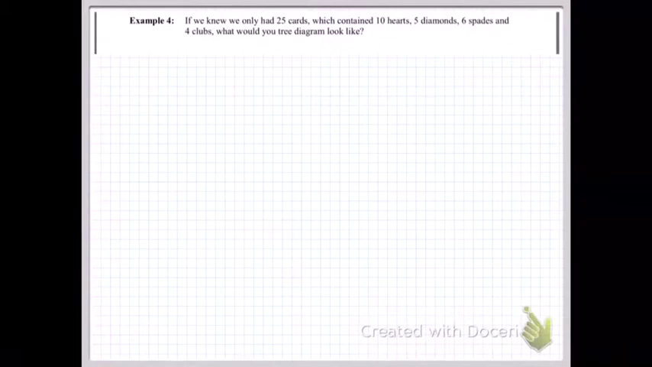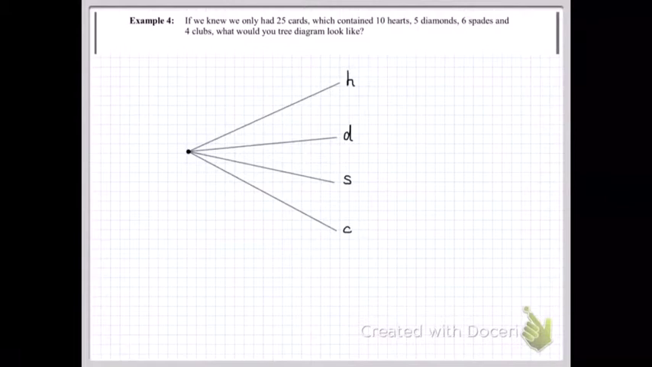Here's another interesting example. We have 25 playing cards. We still have 4 suits, but there are an unequal number of cards in each suit. So what will our tree diagram look like? We start off the same way, we list our suits, but because there's only 10 cards that are hearts, there's a 10 over 25 chance of drawing a heart, and the other probabilities are worked out the same way. If you add those 4 numbers together, they must add up to 25 over 25, or 1.